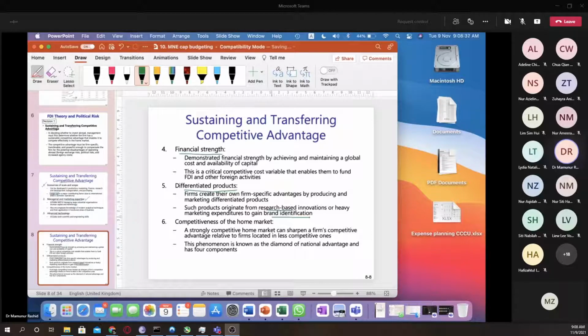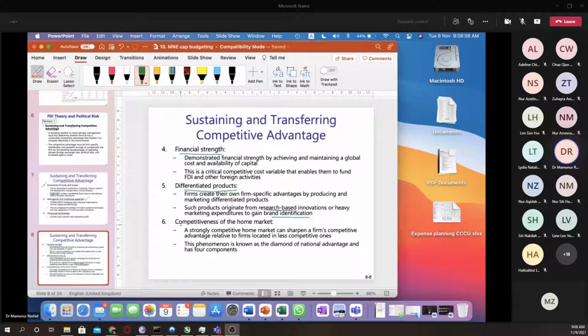But differentiation generally gives you benefit in terms of consumer return. Consumer will like your product, they will purchase your product, and eventually your revenue will increase. So differentiated products can be one of the competitive advantages. Finally, competitiveness of the home market.